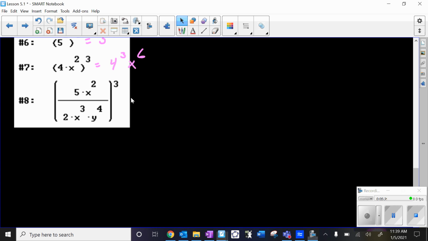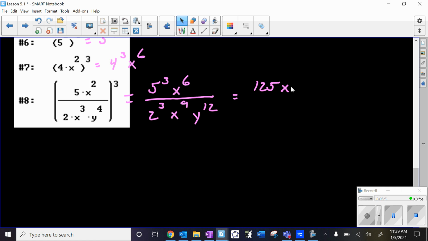This last one is where we can put it all together now. So I'm going to start by distributing the 3 in. So I have 5 to the 3rd times x to the 6th over 2 to the 3rd, x to the 9th, and y to the 12th. We can continue simplifying. 5 to the 3rd is the same thing as 125, x to the 6th over 8, x to the 9th, y to the 12th.